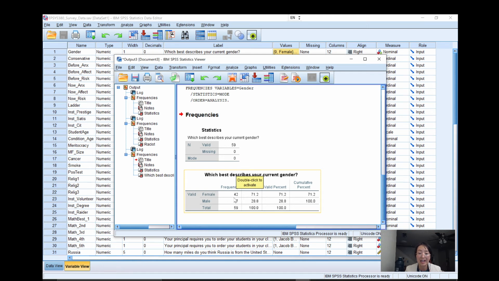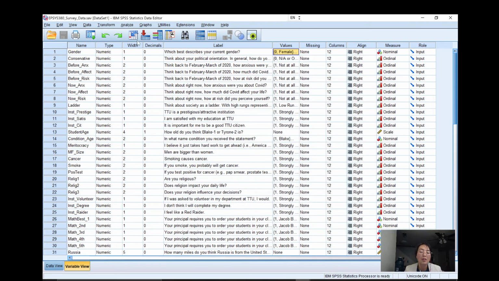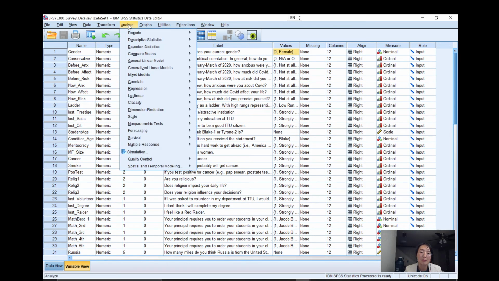And that's exactly because we have how many? 42 female, and male is only 17. Of course, the most responses are female. Okay, the mode is female here. All right, so these are the 3 central tendencies that you can find, and also sometimes you may be interested in looking for or comparing the means.